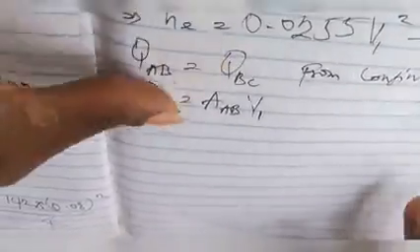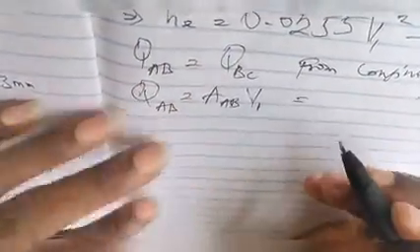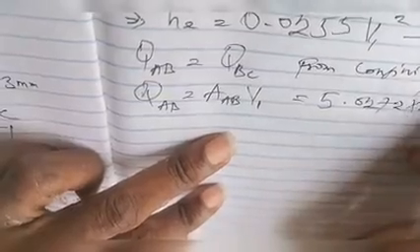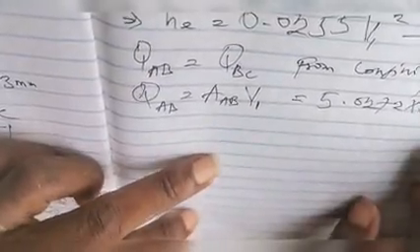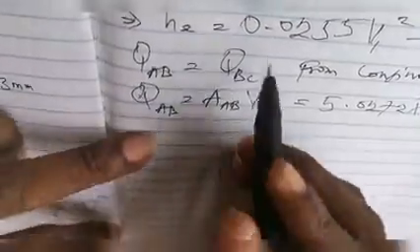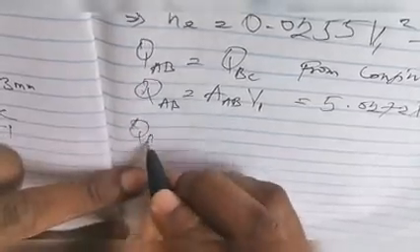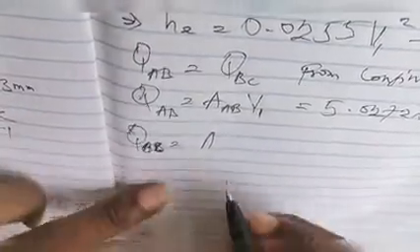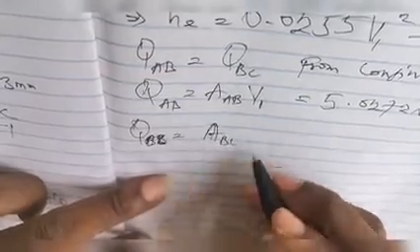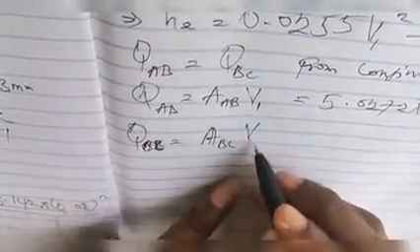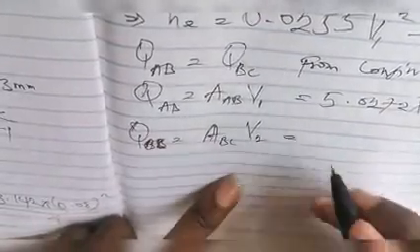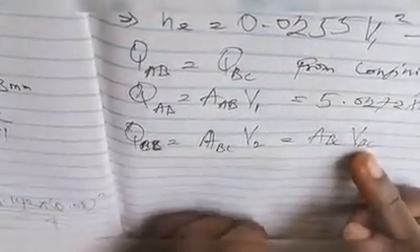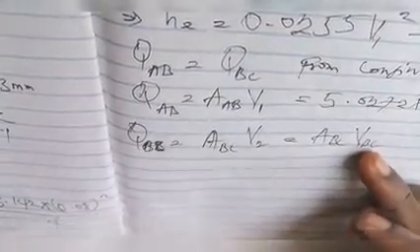We already solved for the area of pipe AB, and we obtain 5.0272 by 10 to the power of minus 3 V1. We call this the discharge. Let's also find the discharge in pipe BC. Q_BC becomes the area of pipe BC multiplied by the velocity in pipe BC, which in this case is V2. The velocity of flow in pipe BC is V2.